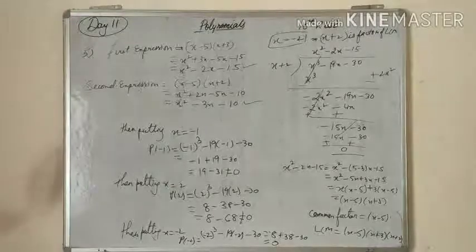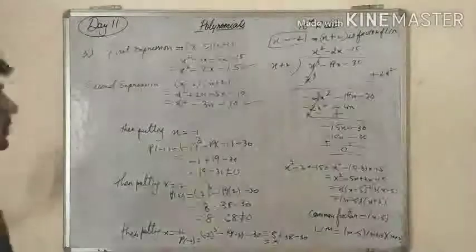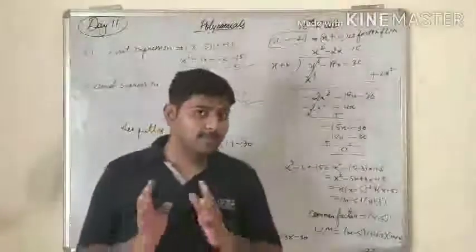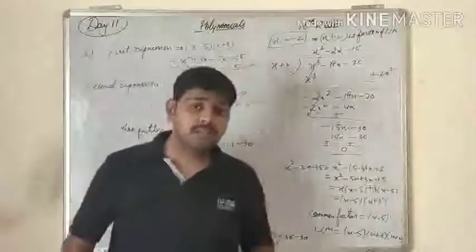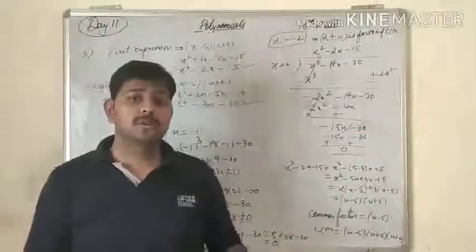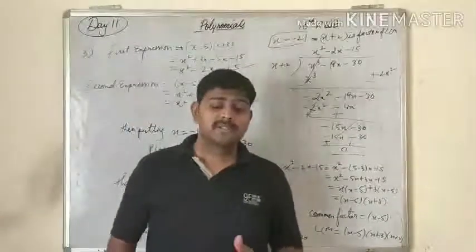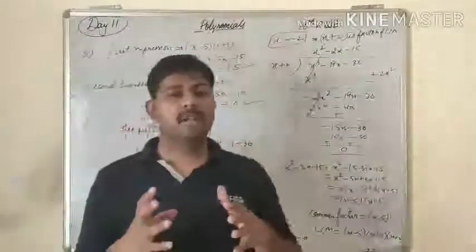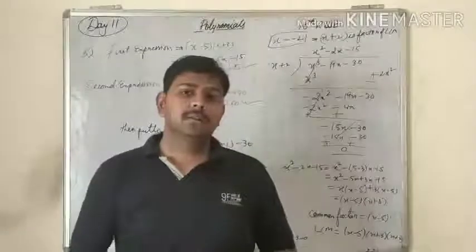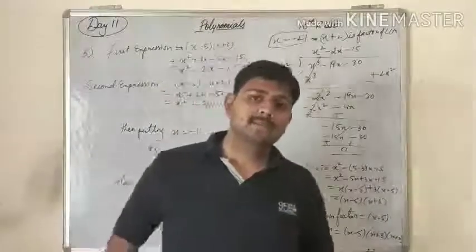So this one was the polynomial chapter. We completed this chapter, and we can understand if the miscellaneous exercise also can be done once we have completed the whole chapter. So miscellaneous you can do yourself, and we are arranging online classes also.